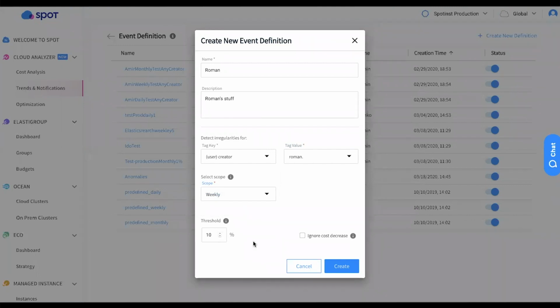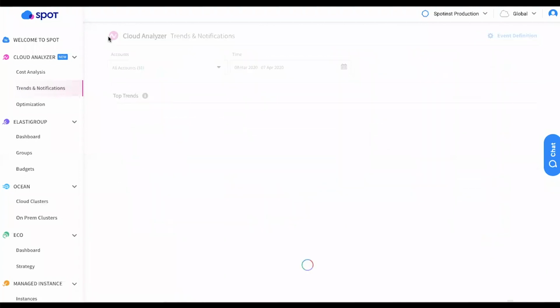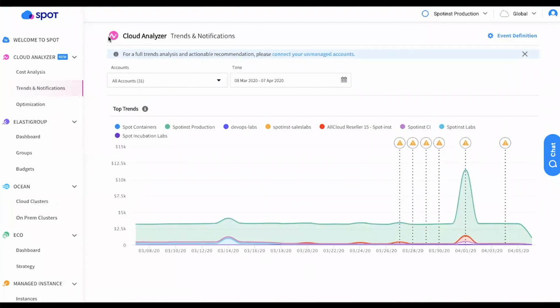I get to select all that and go ahead and create that. And now anytime Roman goes ahead and spends more than he's supposed to be spending, I will be notified of that event. So that was a kind of long introduction, but I think it's important just to show the flexibility that we provide here in the tool.